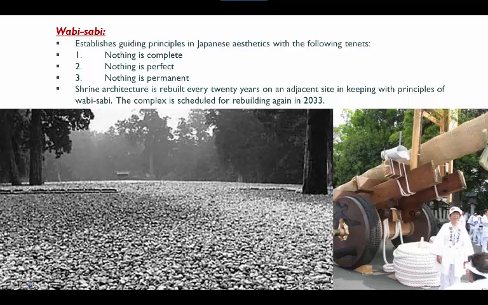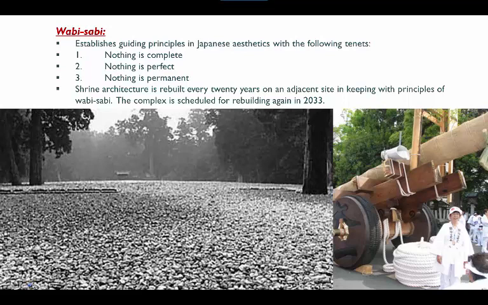When we talk about the ideals being imperfect, this idea of wabi-sabi, how does that play out into the architecture? So there are three main things. Nothing is perfect, nothing is complete, and nothing is permanent. And again, these are the opposite of the strictures or ideals that many classical architectural forms take on. So, how this plays out in the shrine complex is that since nothing is complete, the shrine is intended to be continually worked on and continually rebuilt.